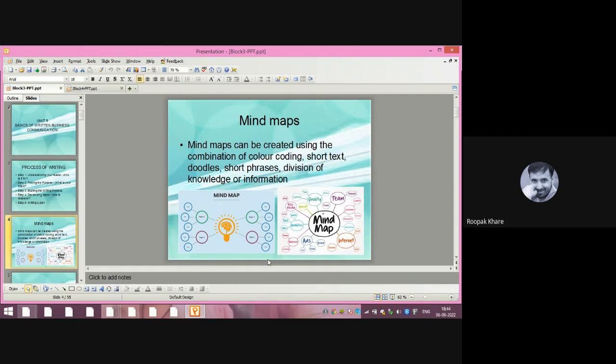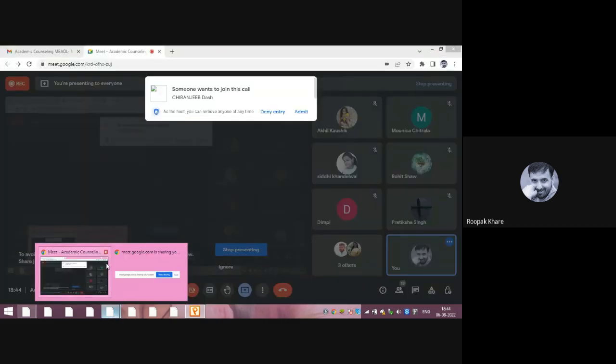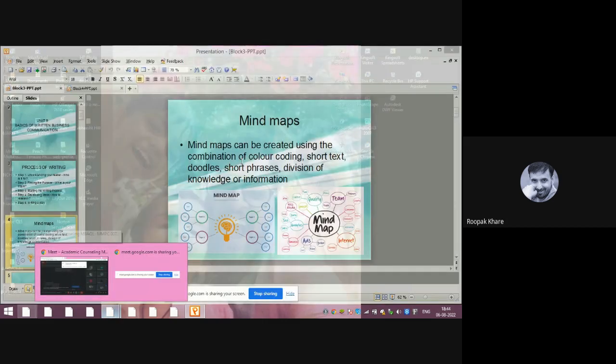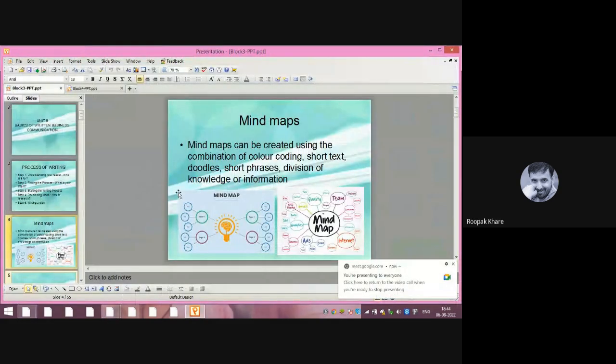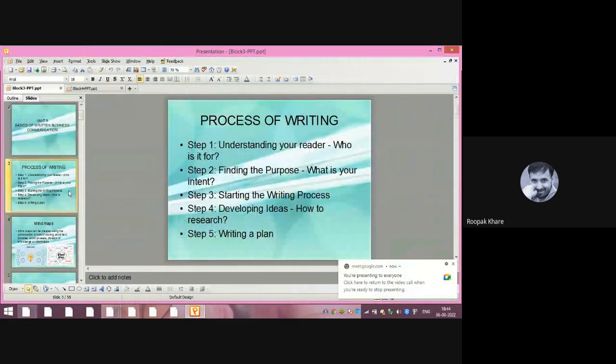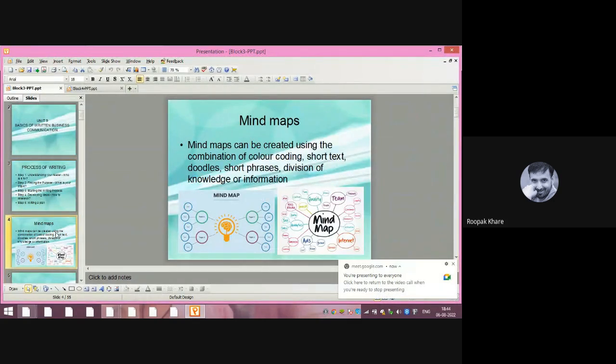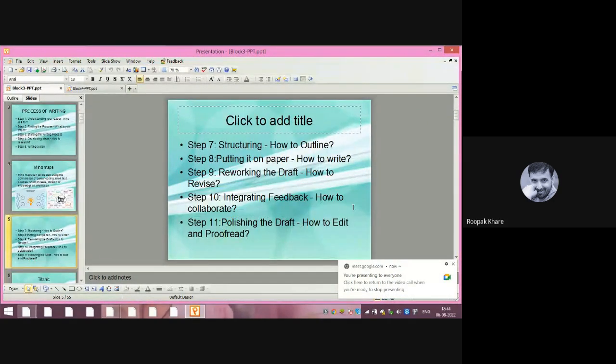So mind maps could be useful. I've given you examples over here. You can use mind maps to plan your communication better, right? Okay, after which step number 7 is about structuring, how to outline. Even mind maps can be helpful in this stage as well, right?